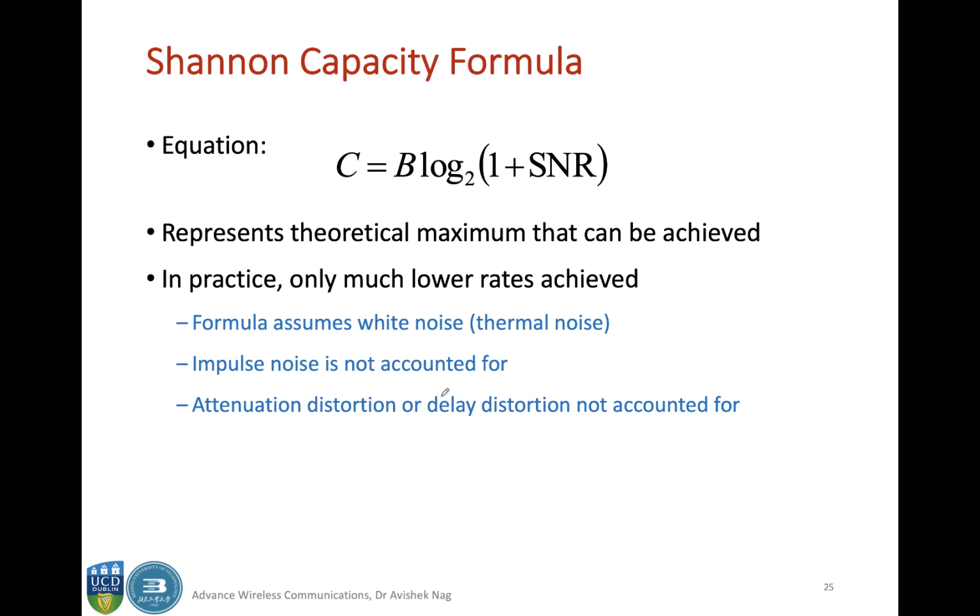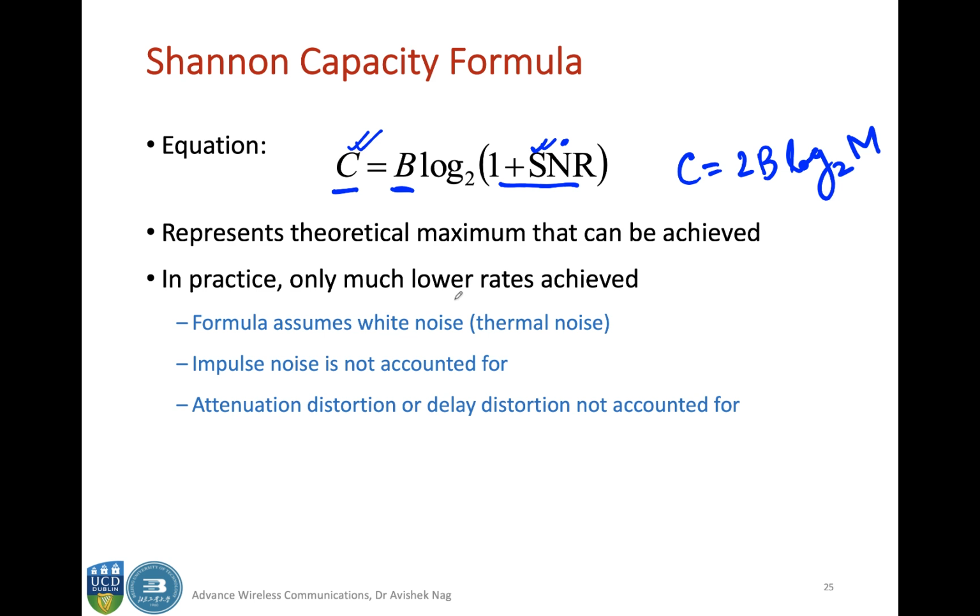With that in mind, Shannon defined channel capacity by this formula, which says C, your channel capacity, is your bandwidth times log to the base 2 of 1 plus SNR. Here you can see how SNR drives the channel capacity. So you have two formulas of channel capacity now. One is defined purely from the signaling levels perspective, and the other from the SNR perspective. This is the theoretical maximum that you can achieve for your channel capacity C.